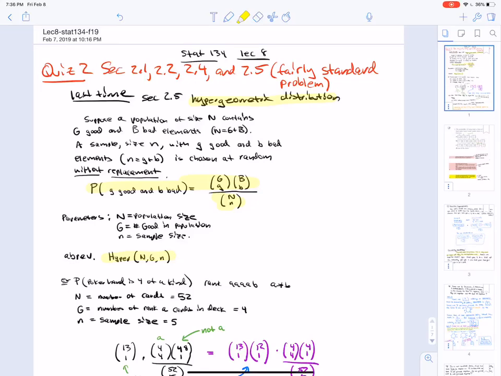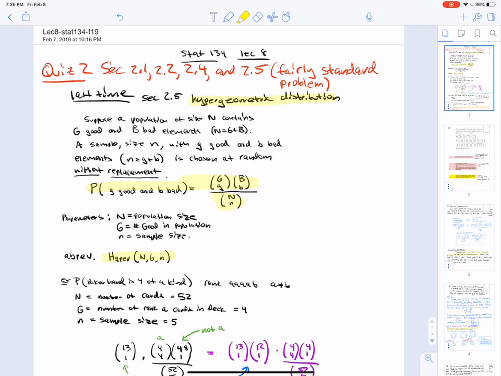Hello, it's Stat 134, Lecture 8. You have a quiz on Wednesday covering sections 2.1, 2.2, 2.4, and 2.5. The question on 2.5 will be a fairly standard problem, unlike some of the challenging problems we do today.